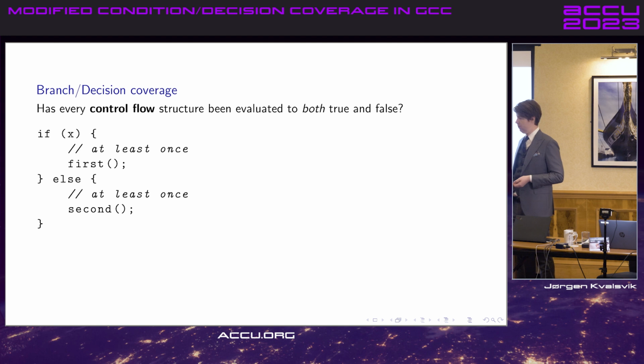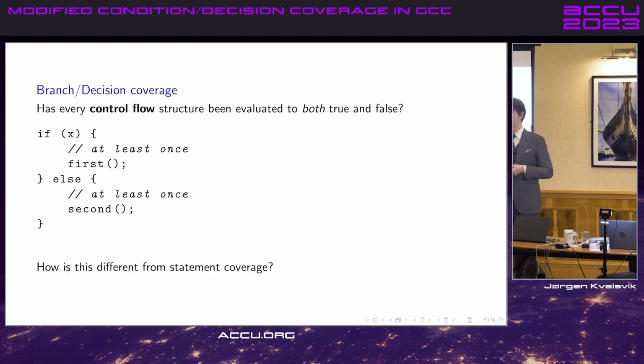And then you have the branch coverage. And the branch coverage is satisfied when every control flow structure has been evaluated to both true and false. So in this case, you need to enter both the then and the else block for this to be the case. Okay?